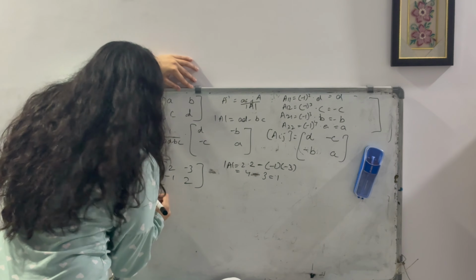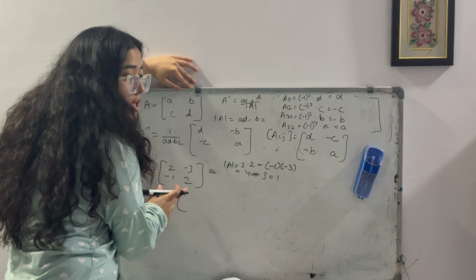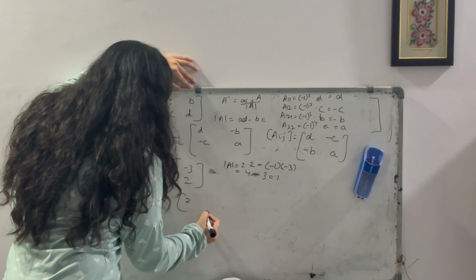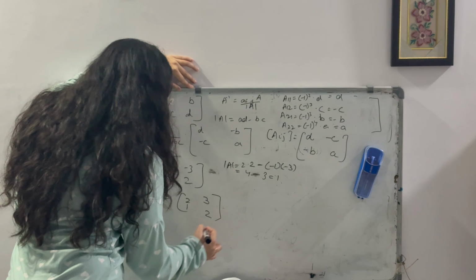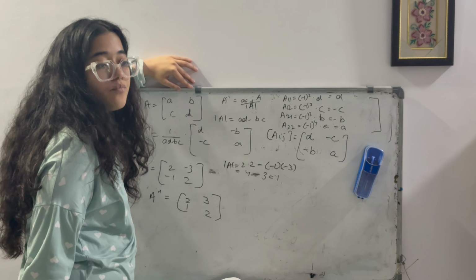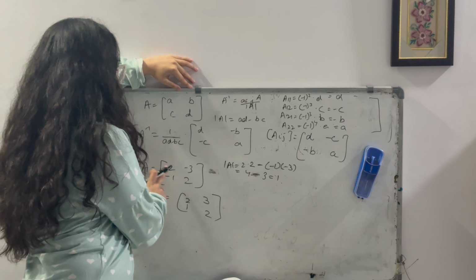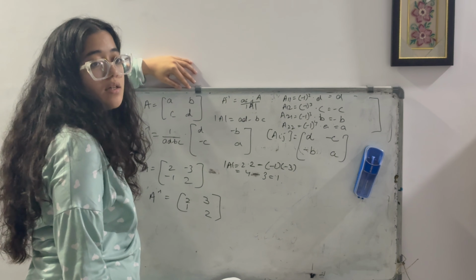Now we have to take A inverse. What will A inverse look like? A and D get interchanged. They are both 2, so 2 remains 2. And minus 3 becomes 3 and minus 1 becomes 1. This is exactly what A inverse is. So what you do is you interchange A and D and you just change the signs of B and C.